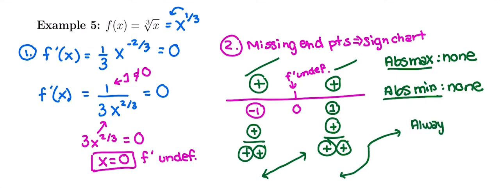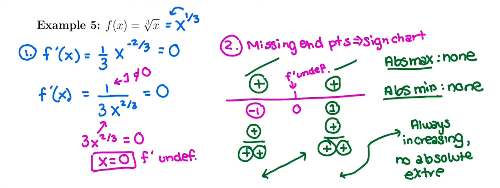So it's increasing everywhere except for at x is 0, where the derivative is undefined. So really, there's no absolute extrema. There's no highest y value or lowest y value that we're stopping at. So lots of work to figure out there isn't an absolute max point, and there is also not an absolute min point.